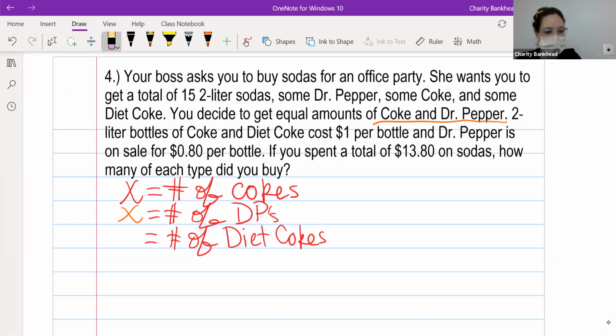Okay, and then what can we do for Diet Coke? So we have a total of 15 bottles that we're going to get. So 15 minus the number of Cokes, which is X, minus the number of Dr. Peppers, which is another X. And that would equal the number of Diet Cokes. 15 minus 2X.